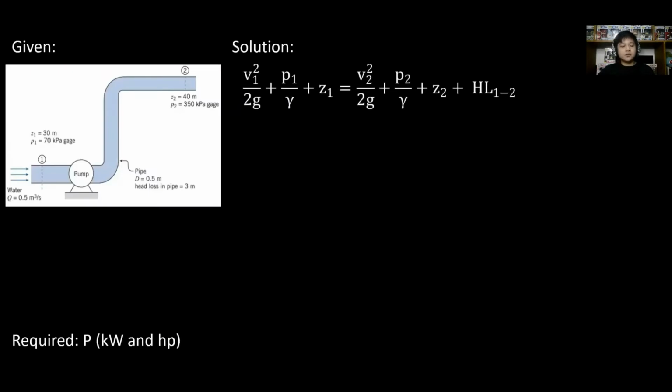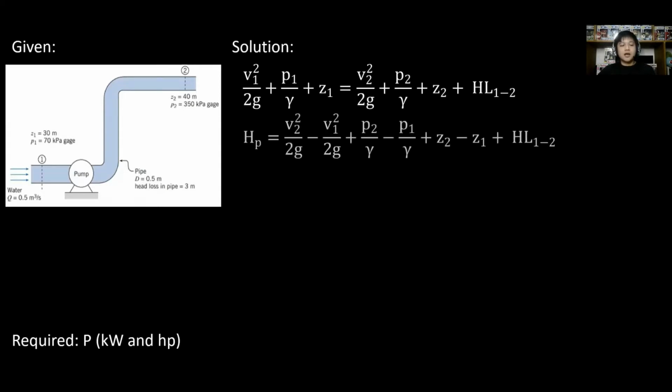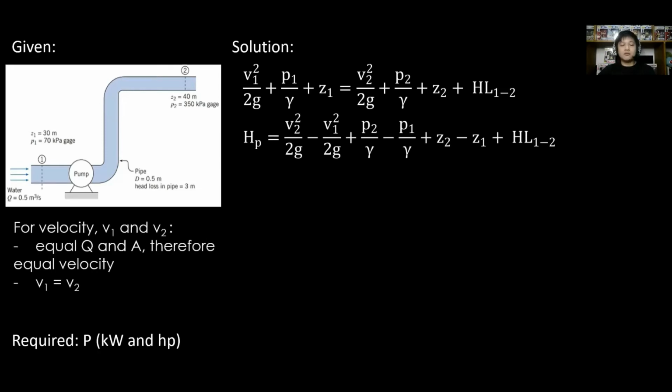So the first part of the solution is our BE equation for points 1 and 2. Rearrange for the unknown H sub P. For V1 and V2, we have equal discharge Q and area A, thus equal velocity. Therefore, we can cancel the impact of the velocity head. Thus, V2 raised to 2 all over 2g minus V1 raised to 2 all over 2g is now equal to 0.